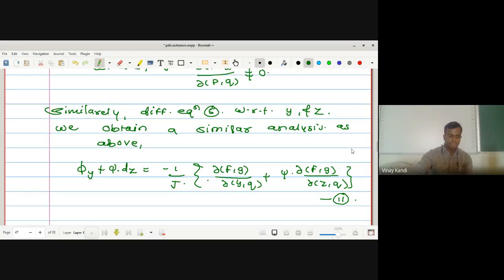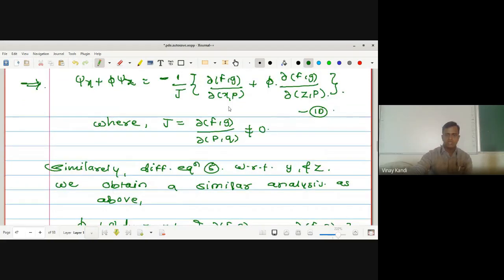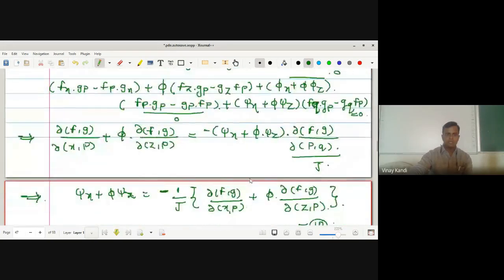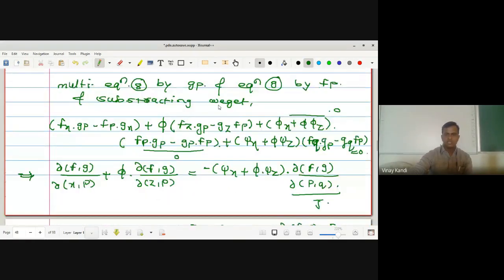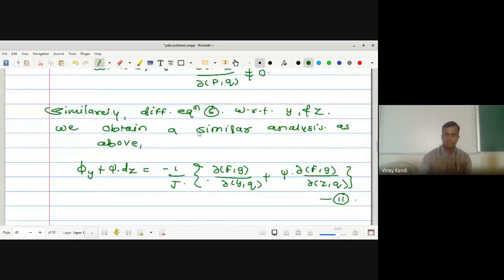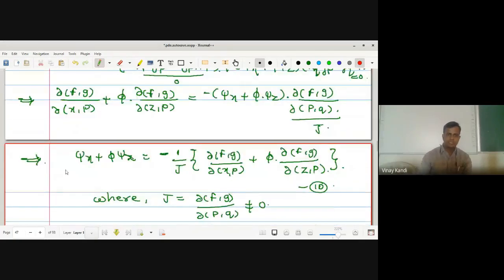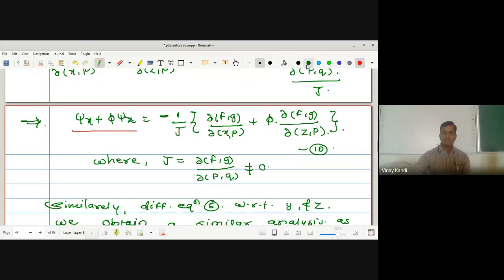Now equating equation 10 and 11. Why? Because both are equal. From equation 4, these both are equal. Hence we equate equation number 10 and 11. The left hand side is equal there. These both are equal. Which one? From equation 4, this side and this side are equal. Hence we can equate the right hand side of equation 10 and 11.